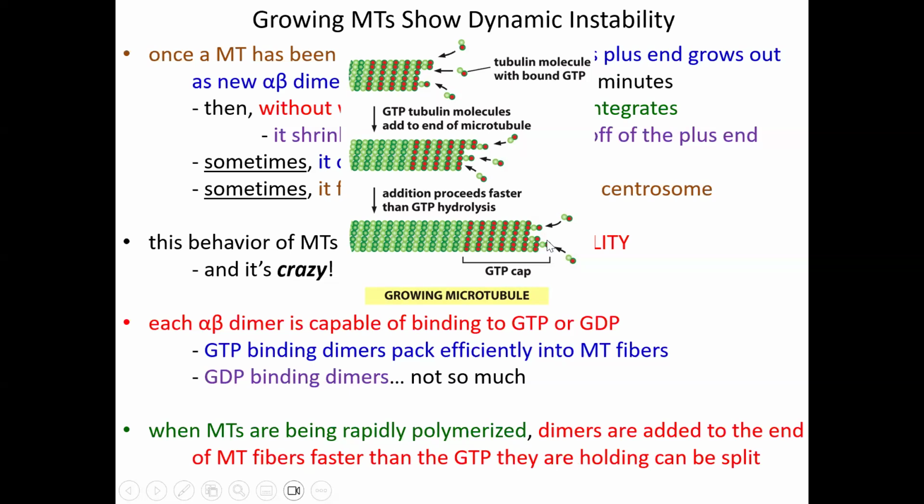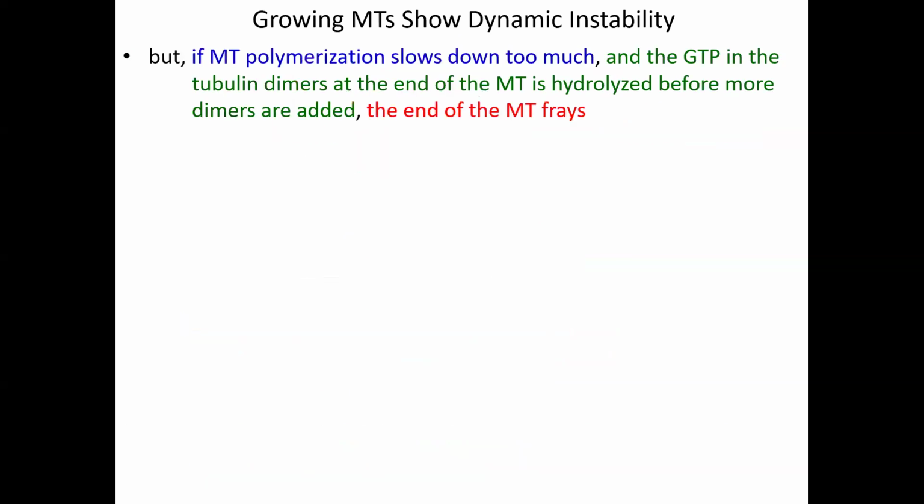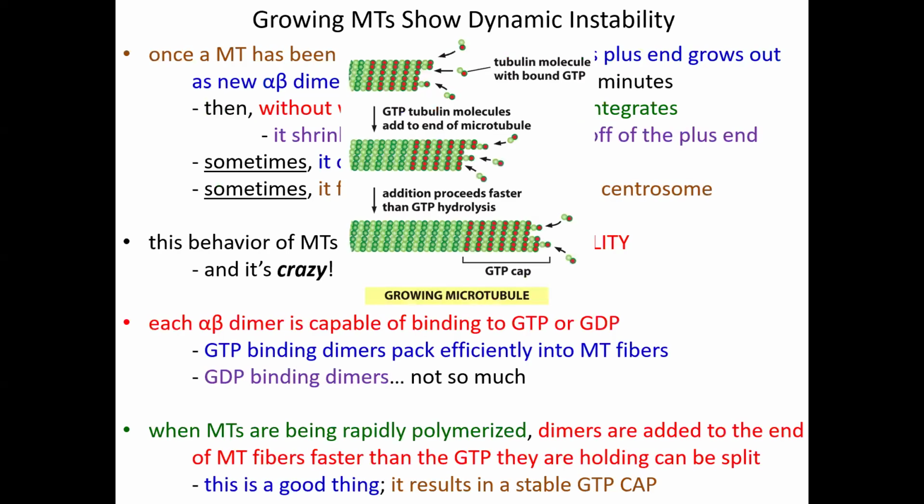So when microtubules are being rapidly made and the GTP cap is being consistently built and maintained, that microtubule is not going to collapse. And that's a good thing. The microtubule is growing.